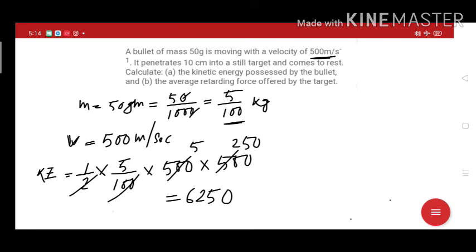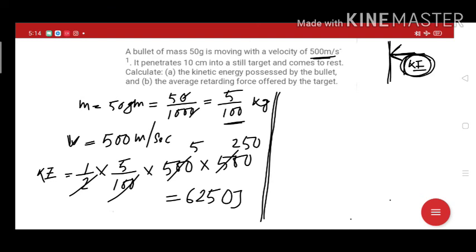625 and 10 is here, so 6250 joule is the kinetic energy. Now we are coming to the concept. So what happened when the bullet was moving? When the bullet was moving with a speed of 500 meter per second, then it was having that kinetic energy. When it was moving, there was the kinetic energy.